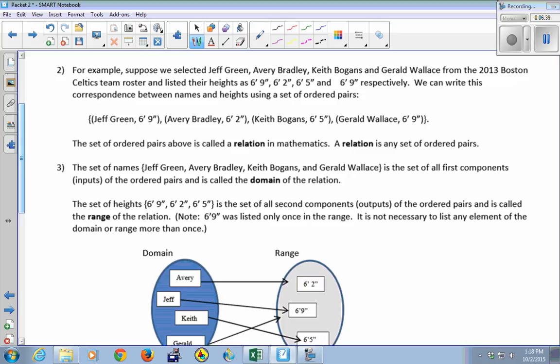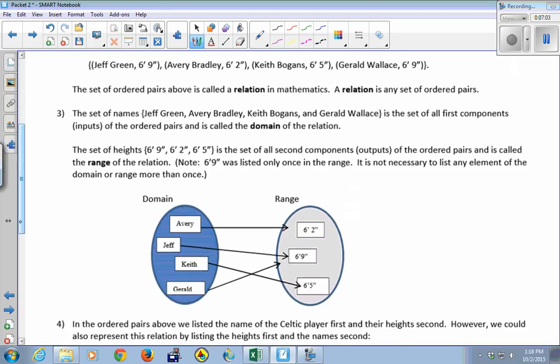So the set of names, Jeff Green, Avery Bradley, Keith Bogans, and Gerald Wallace, the set of all the first components, or in the X spot of the points, is called the domain of the relation. And the set of heights in this example, which is all the second components of the points of the ordered pairs, is called the range of the relation. And remember, when you're listing things that are in a set, if something is repeated, you only have to write it once.